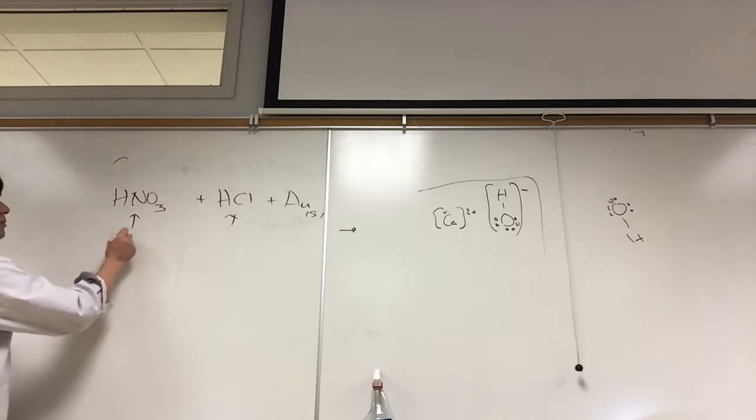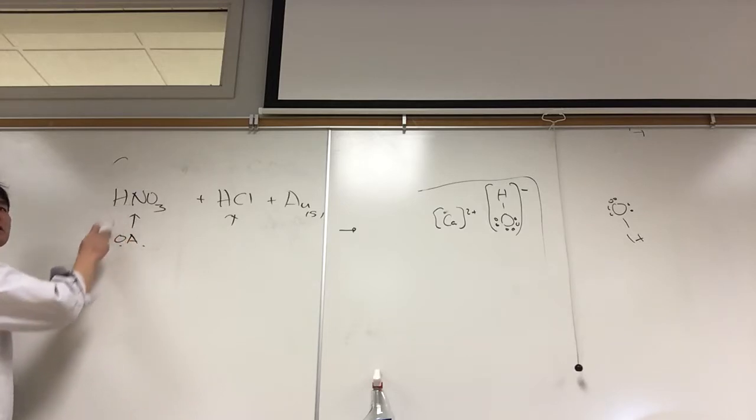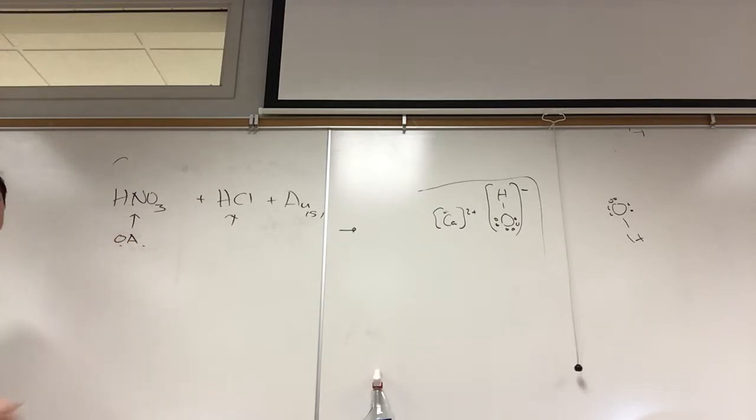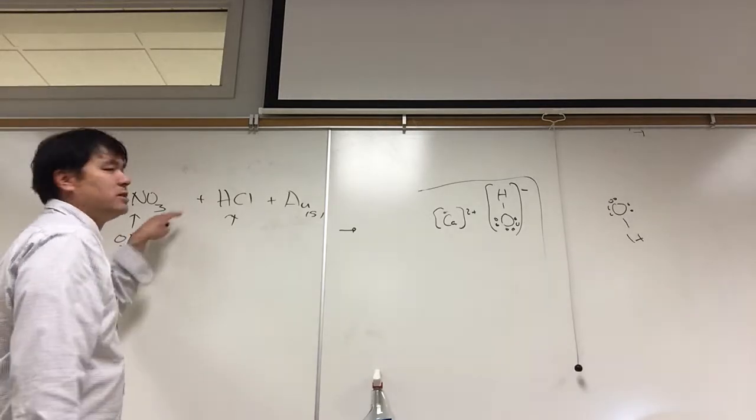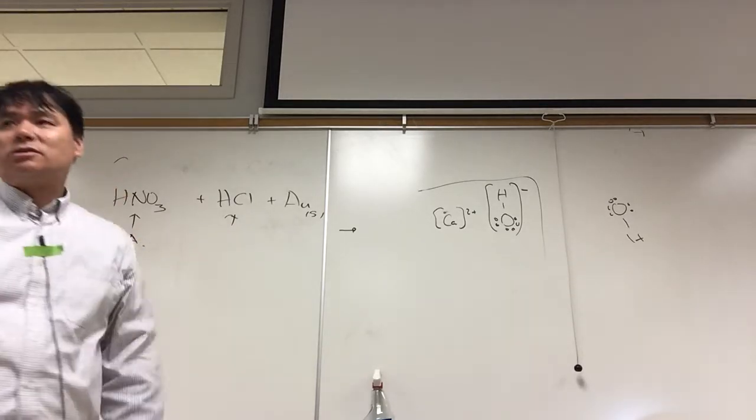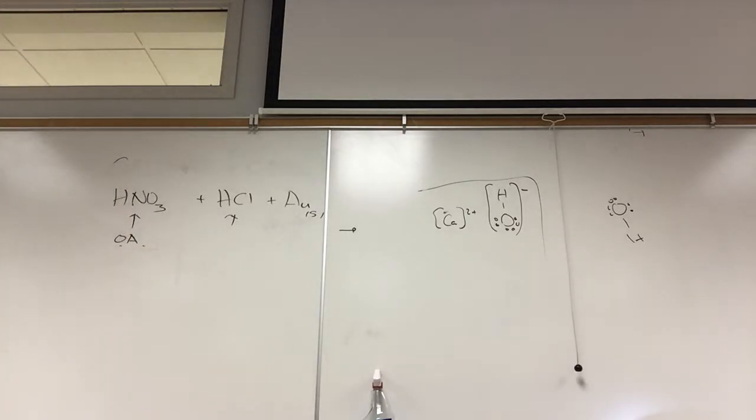This one is acting as what we call an oxidizer. This is our oxidizing agent. In fact, nitric acid is one of the classic oxidizing acids. It's called an oxidizing acid versus HCl. HCl isn't necessarily called an oxidizing acid. HCl is called a mineral acid. What's the difference? Both of these are oxidizers.